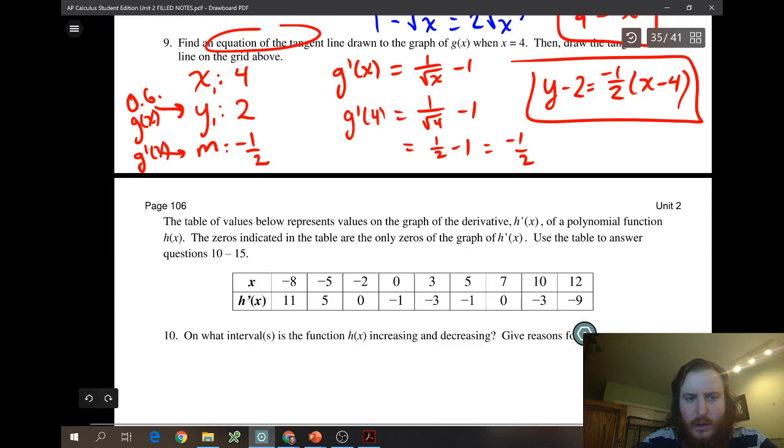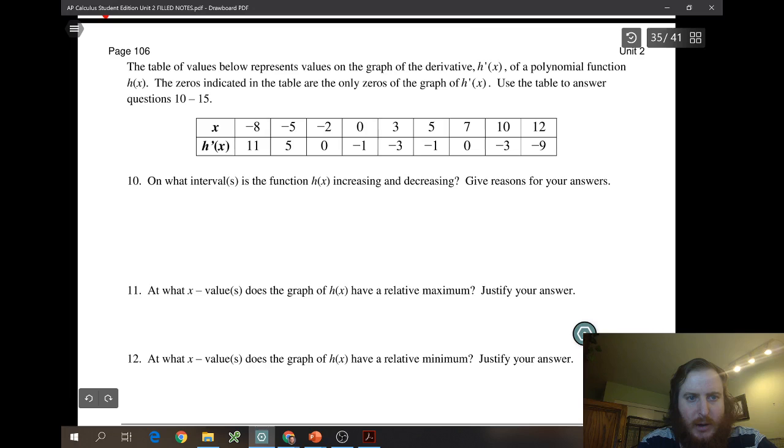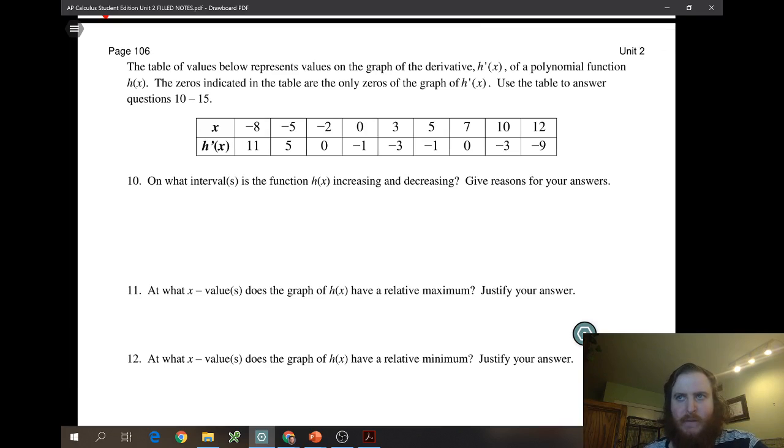Okay. All right, next question. The table of values. So instead of giving us an equation, now we have a table. Everything's going to work very, very similarly, but we just have a table. So the table of values below shows the derivative, h prime of x.